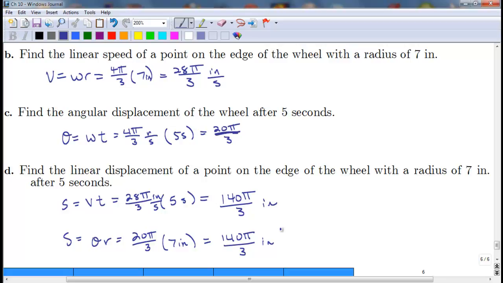So this concludes the video for 10.4. Go through and do the homework examples from this problem, and then once you're done with all of the homework from Chapter 10, go on and do the Chapter 10 quiz.